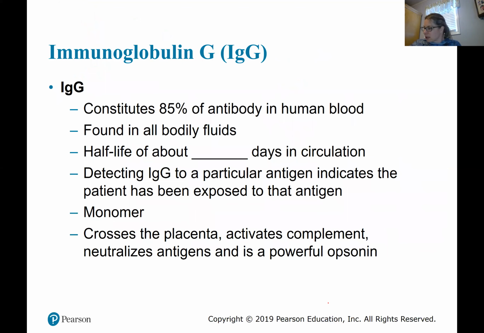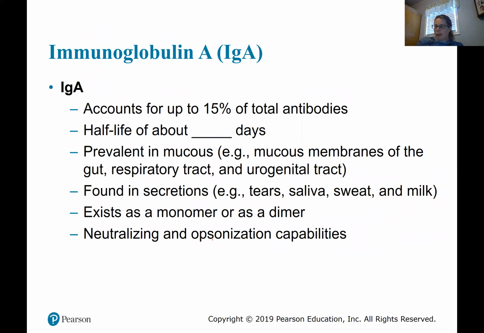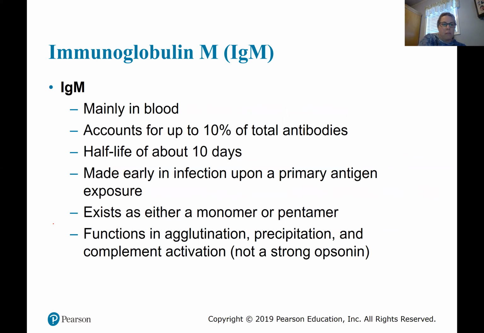Again, IgG is the longest lasting, has a lifespan or half-life of 21 days. Crosses the placenta, we know that. IgA has a lifespan or half-life of about 6 days, and it is found in body secretions. IgM, made early, it's going to be the first responder. And it's going to be the largest in size.